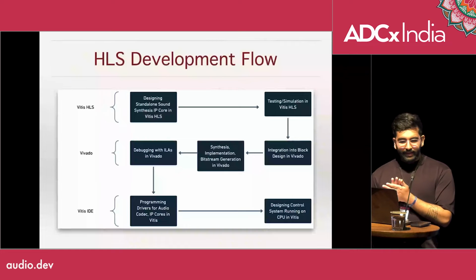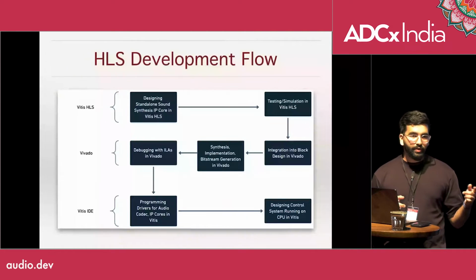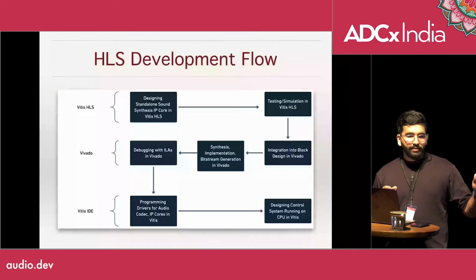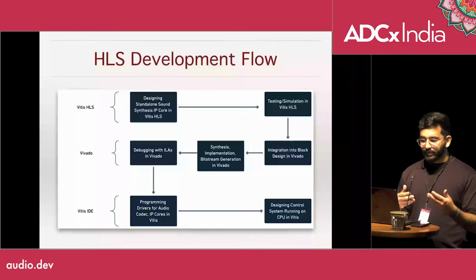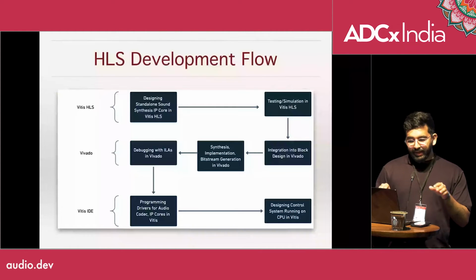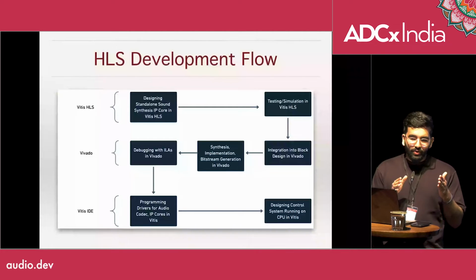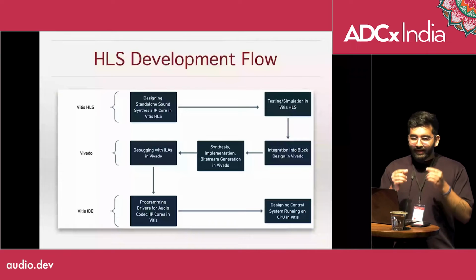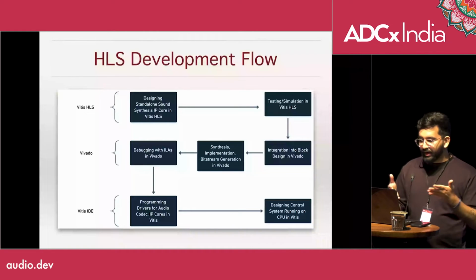Within Xilinx, there are three tools. There's Vitis HLS, Vivado, and Vitis IDE, like I've shown over here. Vitis HLS is where we do the HLS programming. That's where we do our C++ code. That's where we design the standalone sound synthesis IP core. IP core is a terminology, it's intellectual property. It's a terminology where each module or hardware unit you create is called an IP in the hardware world.